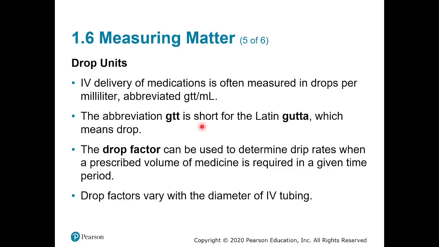Drop factor can be used to determine the drip rates when a prescribed volume of medicine is required in a given period of time. You'll see this a lot with the IV bags where it has the computer, and you put in different drop factors depending on the person's body weight or how much of the dosing you need to give them. For example, like morphine. Drop factors do vary with the diameter of your IV tubing, and so it does happen. There's a variety of things that can happen.